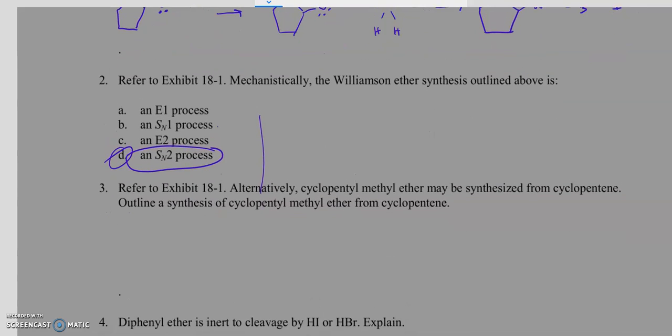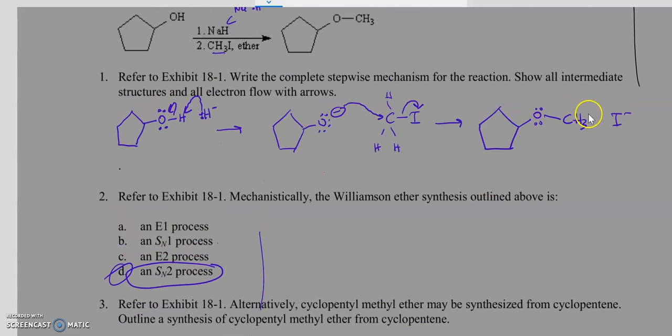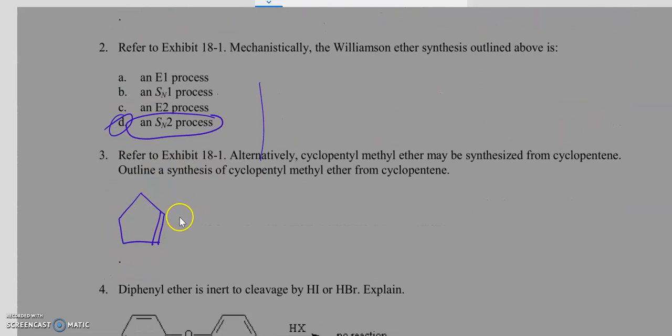Okay. Question number 3. It's asking, alternatively, the cyclopentyl methyl ether may be synthesized from cyclopentene. So this is cyclopentene, right? Outline the synthesis of cyclopentyl methyl ether from cyclopentene. So how can you make the same molecule, starting with this? Well, here, this is going to be going with the mercuration, right?